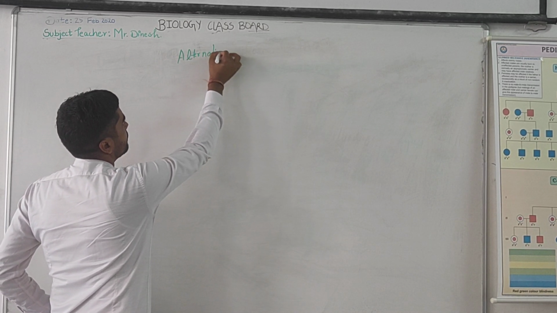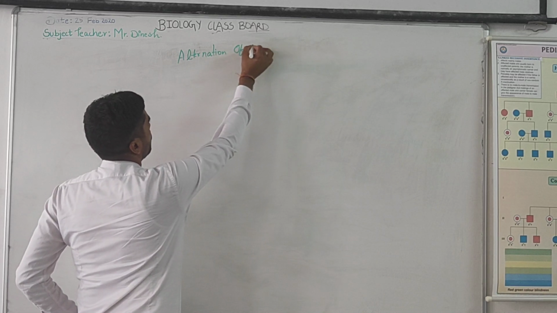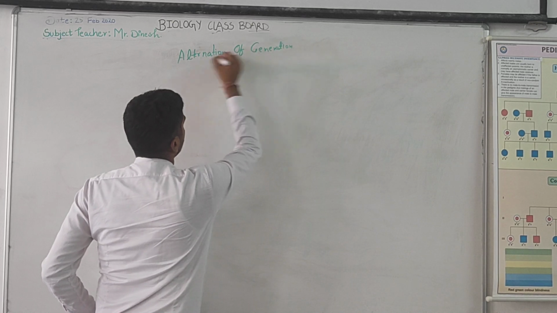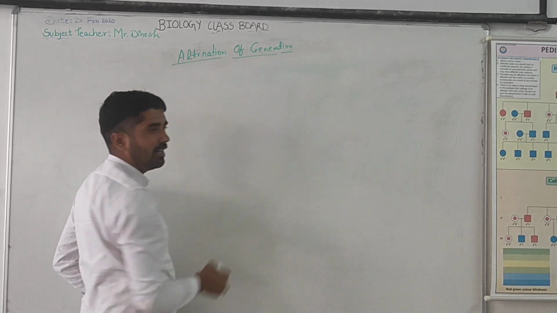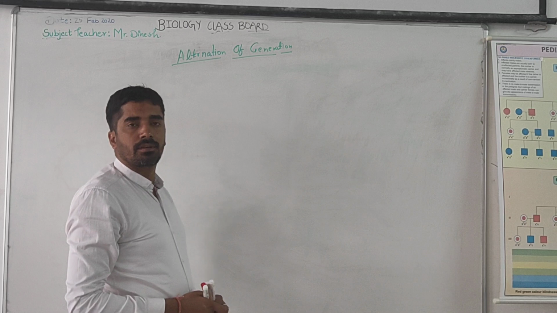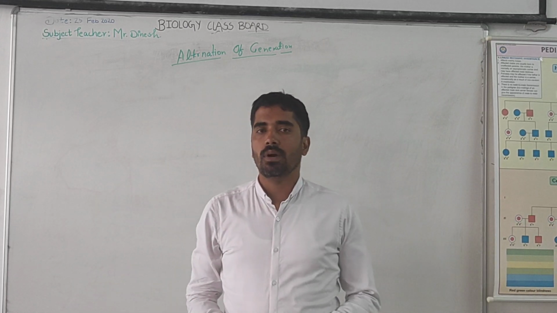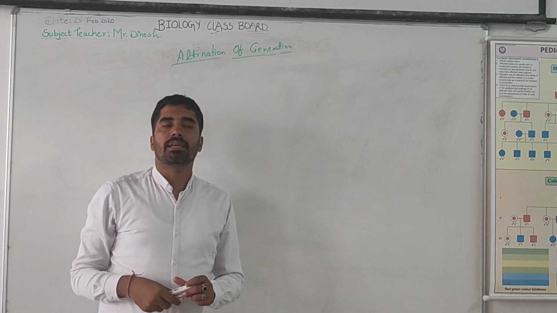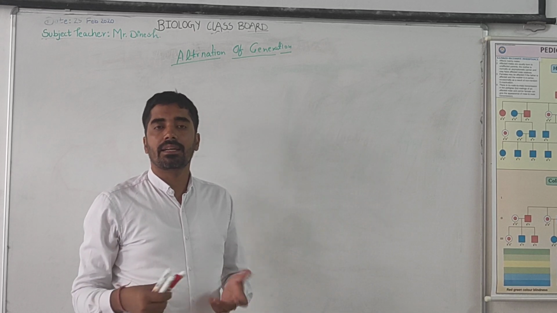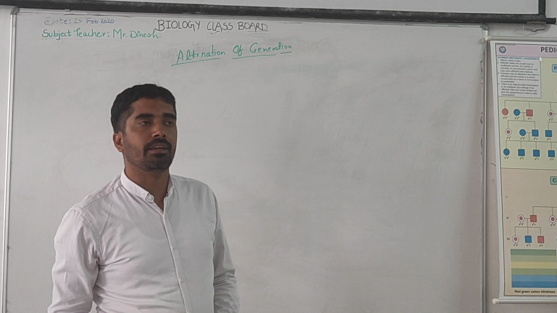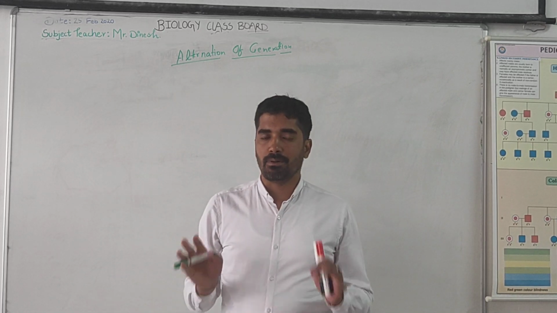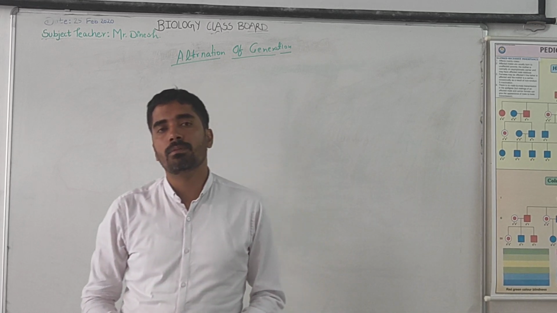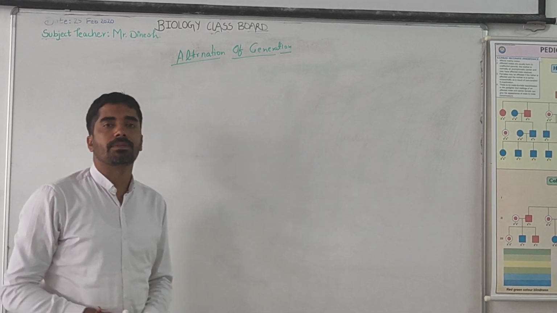Alternation of generation. Alternation of generation means when one generation is repeated by or altered by another generation of different ploidy. What do you mean by ploidy? Ploidy is the total set of chromosomes present in one species.